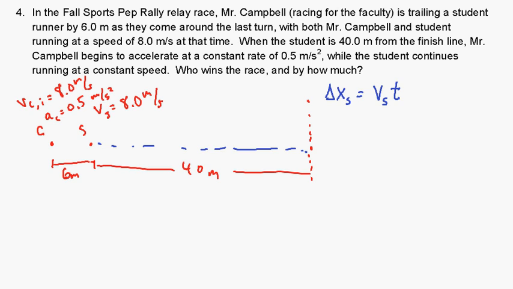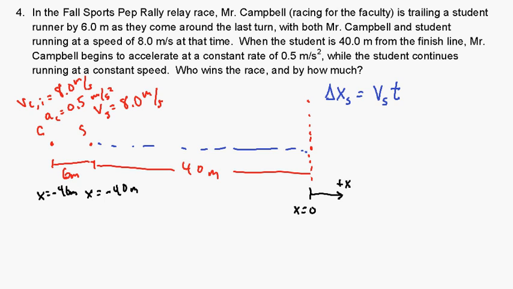Now, this of course depends on your choice of coordinate system. What I'm going to do is I'll do it in black. I'm going to say positive x goes this way, and I'm going to say x equals 0 is the finish line. This is a little unusual, but so x for the student initially is negative 40 meters, and x for Campbell initially is negative 46 meters.